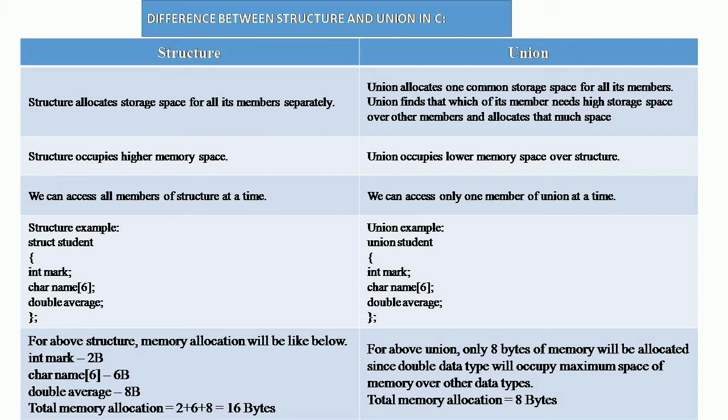Here in structure, you can access all members, whether integer, character, float, or double. Whatever types of members there are, you can access them at a time. But in union, there is no chance to access them this way. Now, for example, you can study an example of structure.